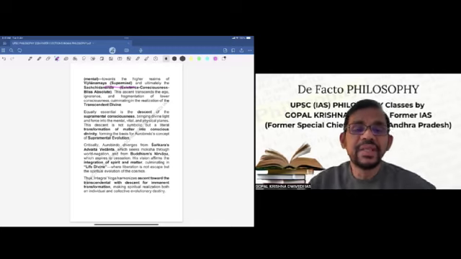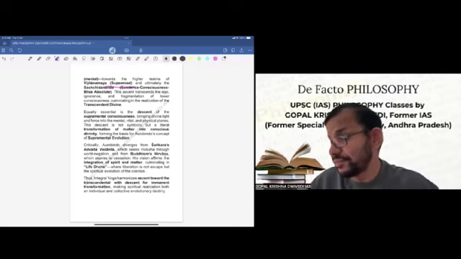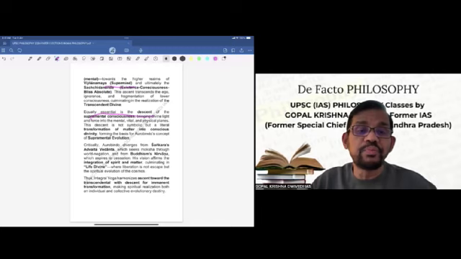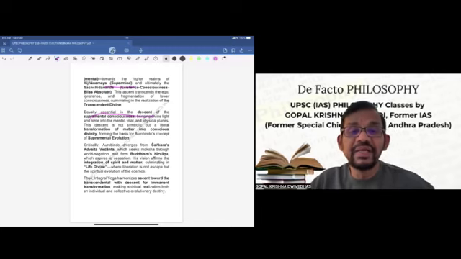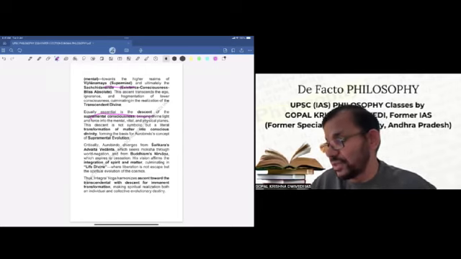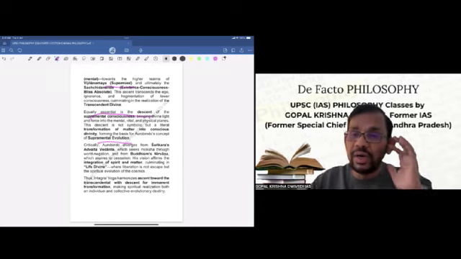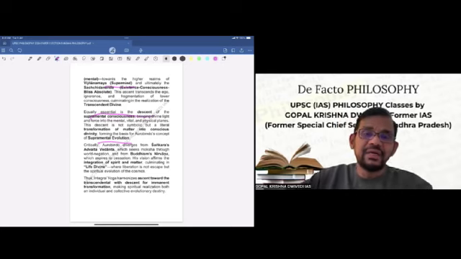Now, what is the descent part? Equally essential is the descent of the supramental consciousness, bringing divine light and force into the mental, vital, and physical planes. Now, this descent is not symbolic, but a literal transformation of matter into conscious divinity, forming the basis for Aurobindo's concept of supramental evolution. So now these are two parts. On the one hand, ascent is there, and on the other, descent is there.